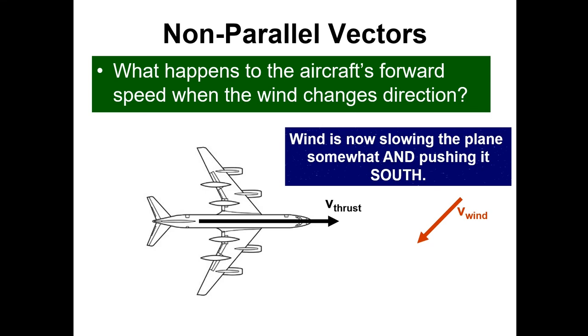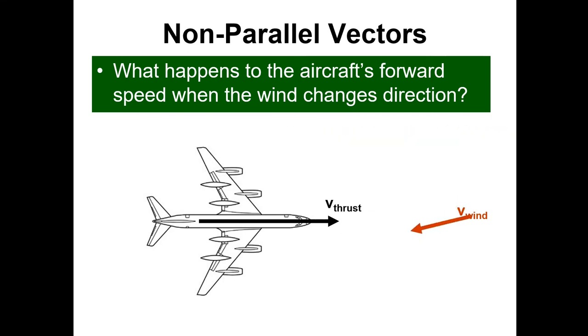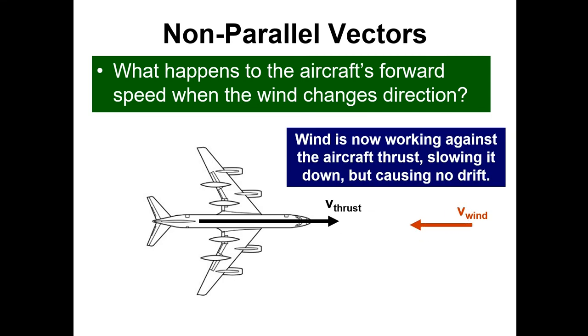If the direction of the wind continues to change, now the wind is still pushing it south and off track, but it's also somewhat slowing it down, whatever that x component of the vector would be. And when the wind is directly head-on, the wind is now working against the aircraft thrust, slowing it down, but causing no drift. It's staying perfectly on track, but it is being slowed down by the wind.